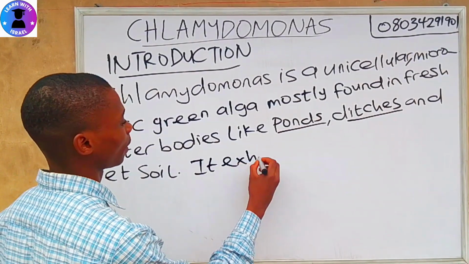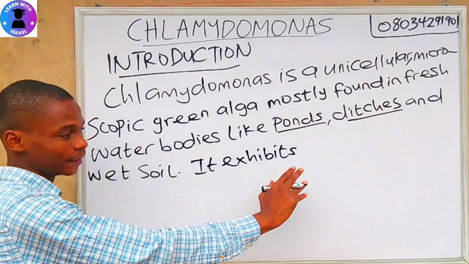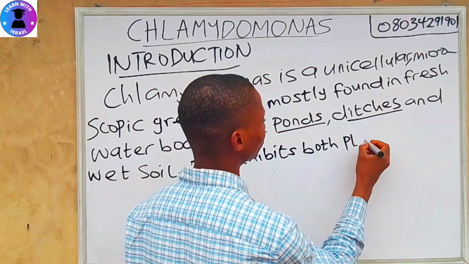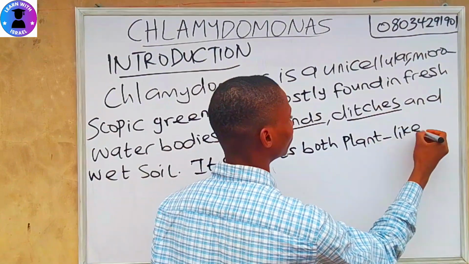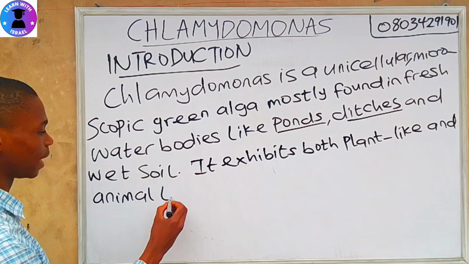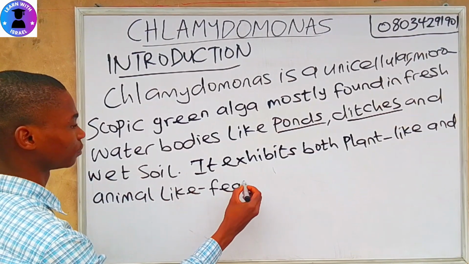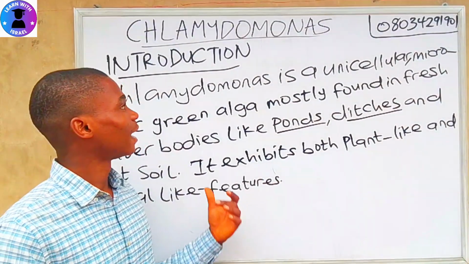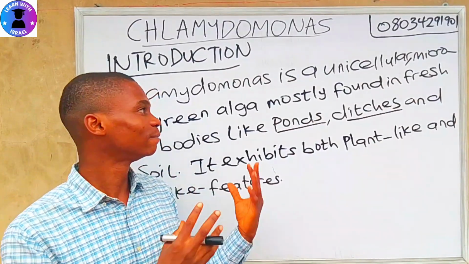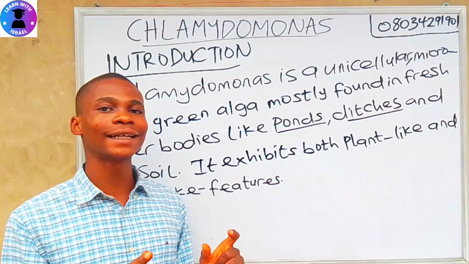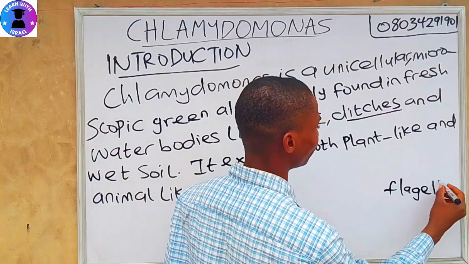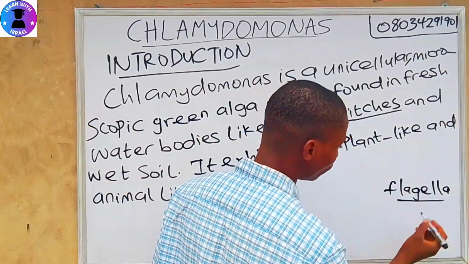I hope you are jotting this note down: it exhibits both plant-like and animal-like features. Chlamydomonas is also motile, and motile means movement. It means Chlamydomonas can move, with the aid of flagella. Flagella can be found in Chlamydomonas, which is used for movement.